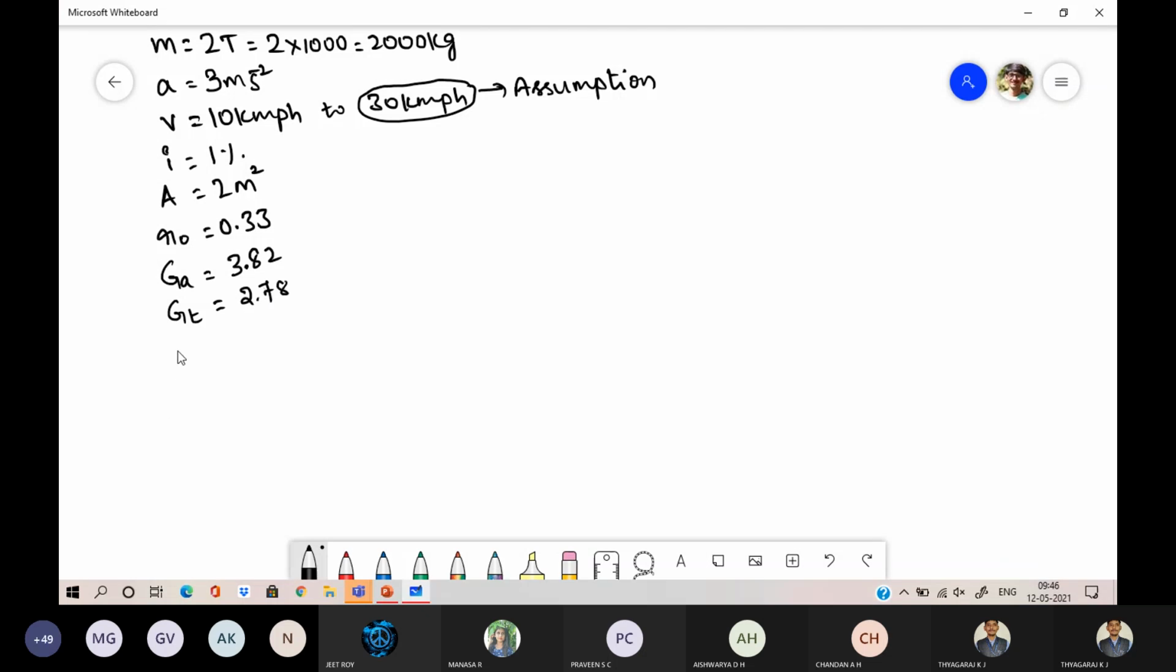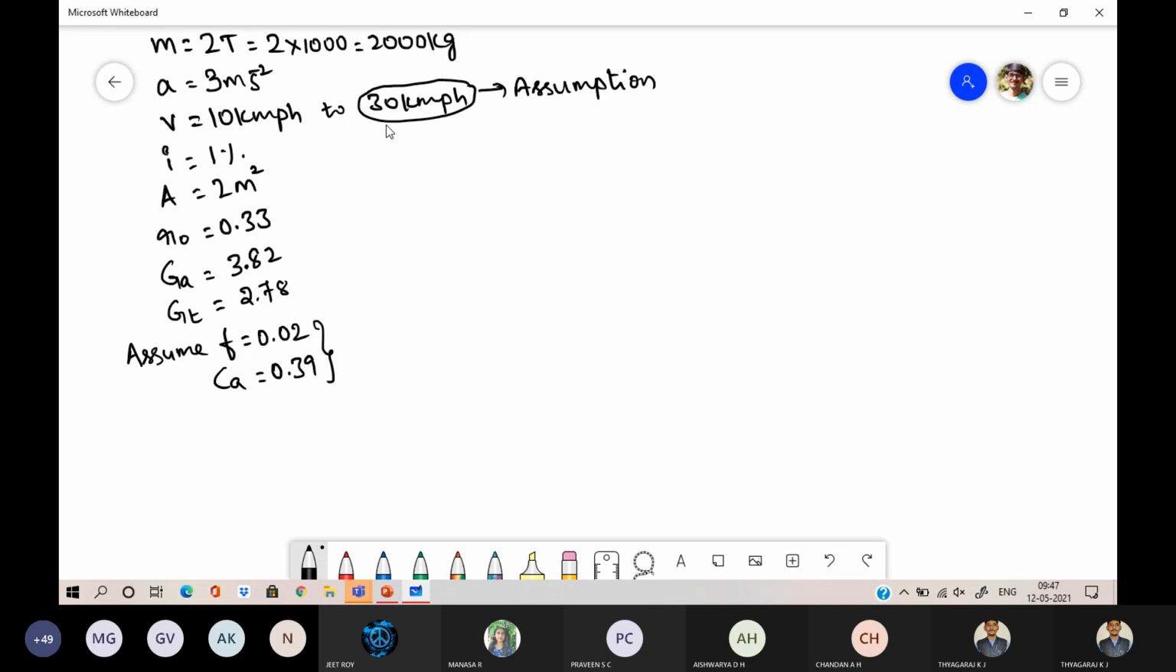Then we have to assume f value. So assume f is equal to 0.02. Then CA is equal to 0.39. So these are the two assumptions we are making. So assuming f is equal to 0.02, CA is equal to 0.39. Now we know all the values.